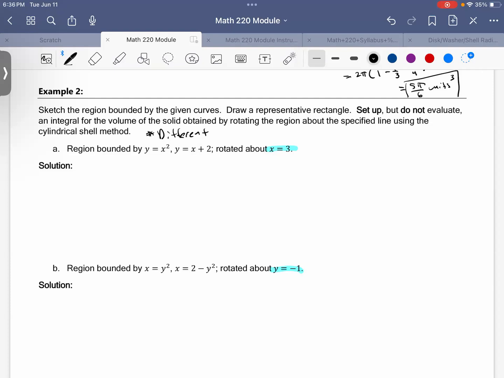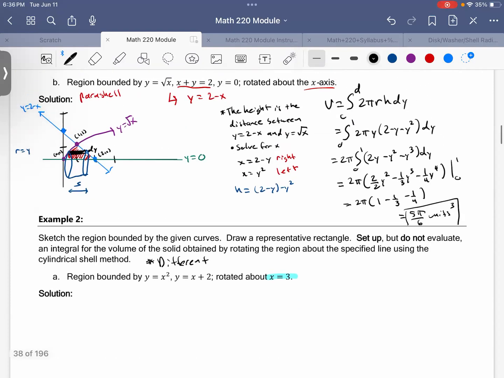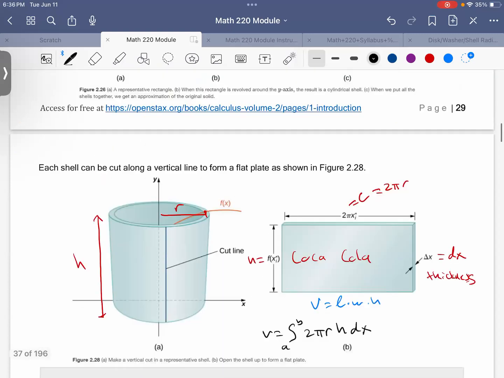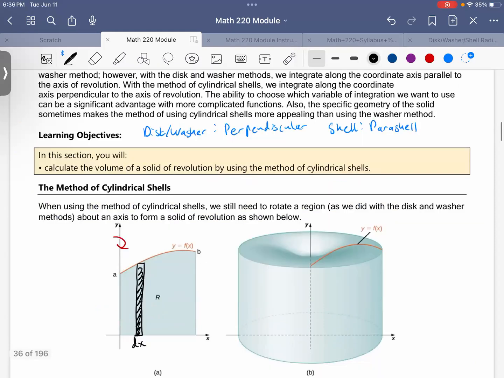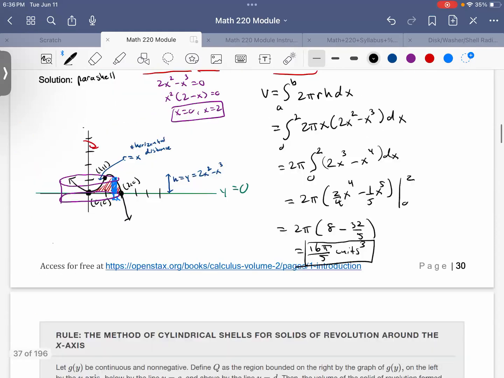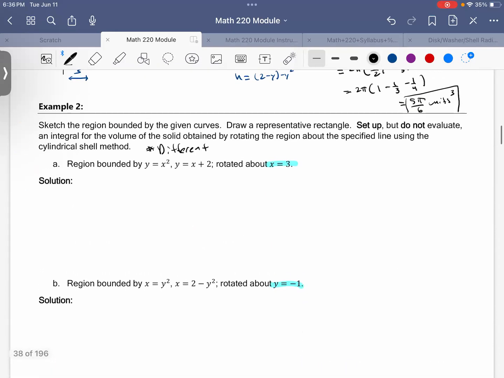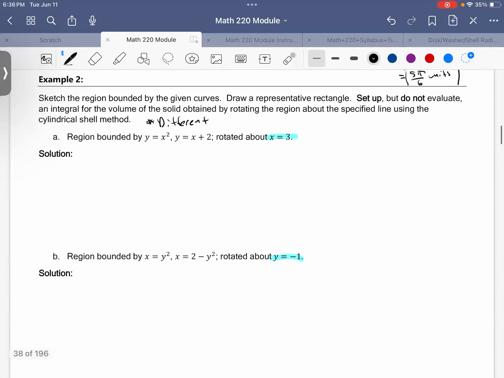Okay, welcome everyone to this video for section 2.3, talking about cylindrical shells. And here is that example 2 problem set that we didn't get to cover in class, but we're going to go over it now.